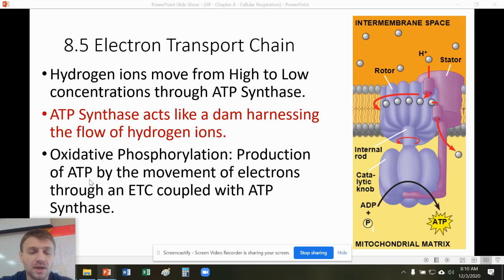This is when we make ATP by the movement of electrons throughout the electron transport chain, which is coupled with the hydrogen ions moving through the ATP synthase here. Again, this produces 90% of our ATP. We're going to get a lot more ATP here per glucose molecule than in the substrate level phosphorylation. This is, again, where we produce a majority of the ATP.